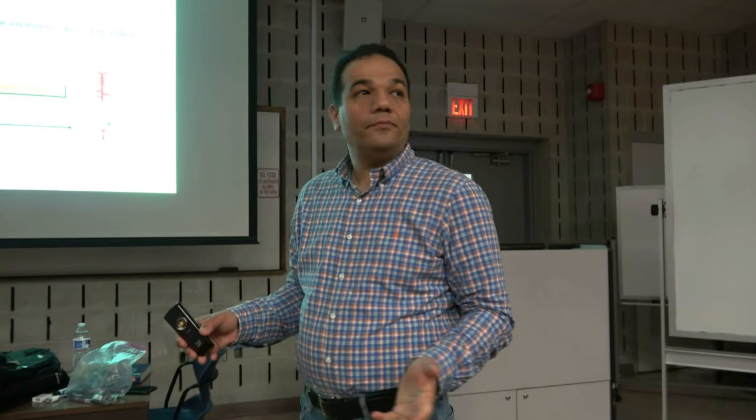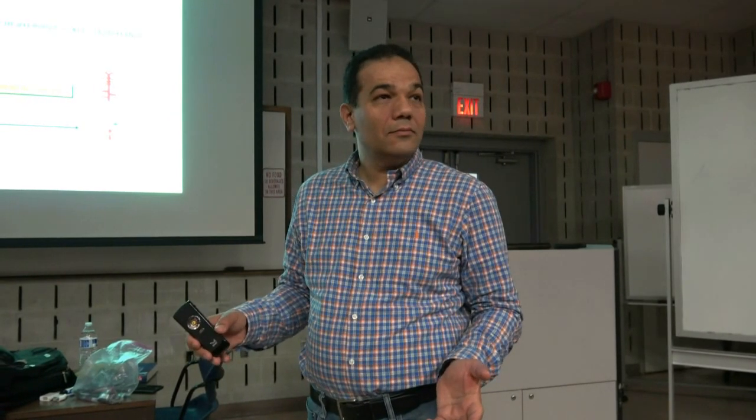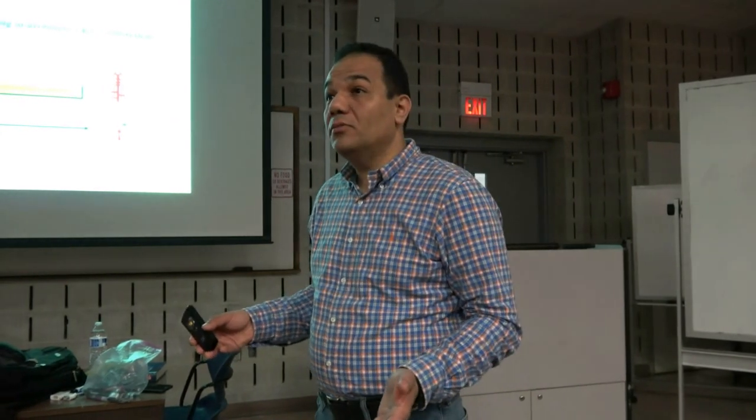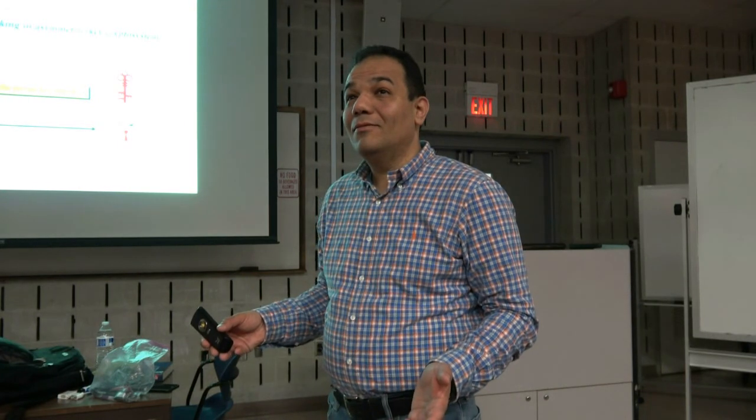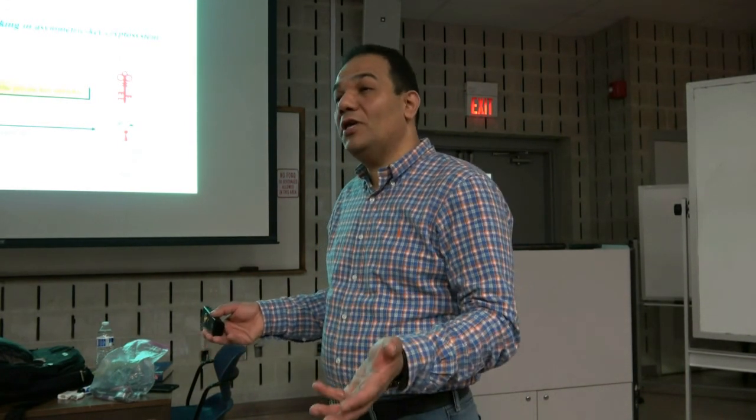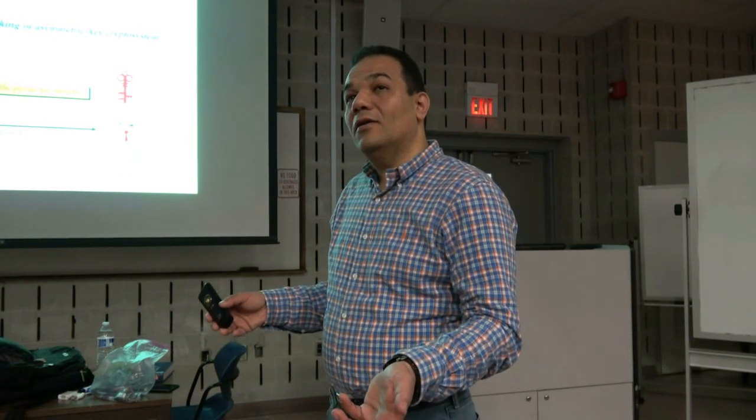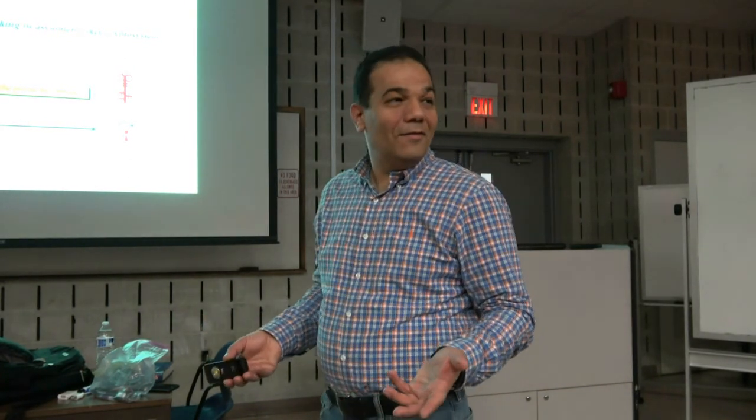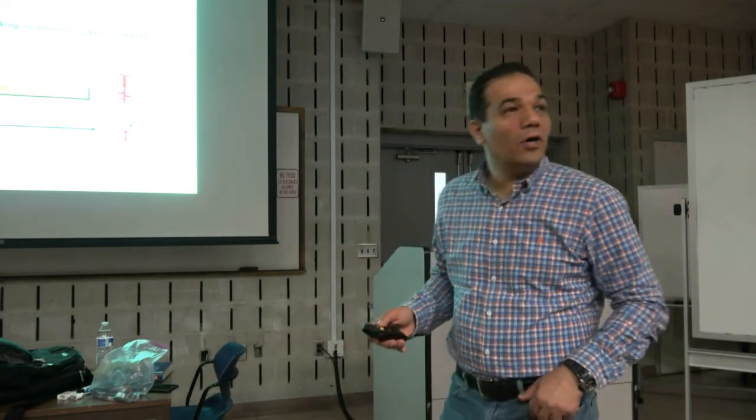Where is the problem? Is there a problem? How can we choose the keys? How can we choose two keys such that one works with the other one? That's where the algorithms come in.